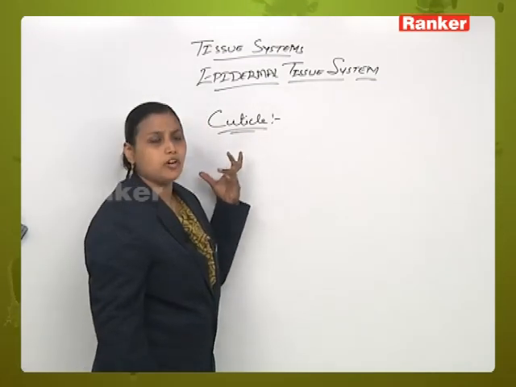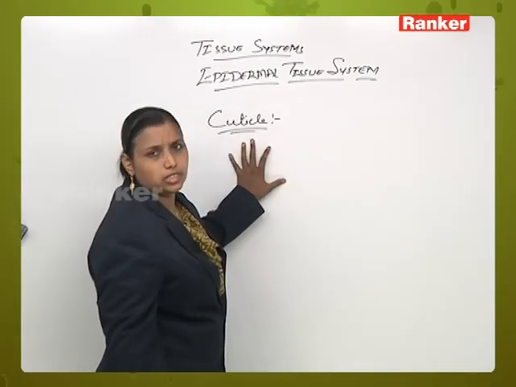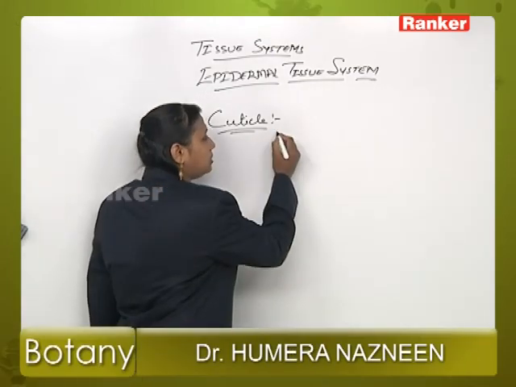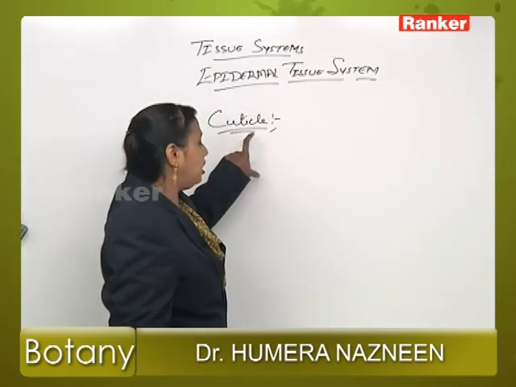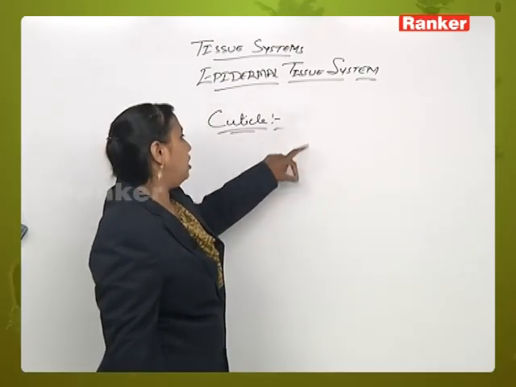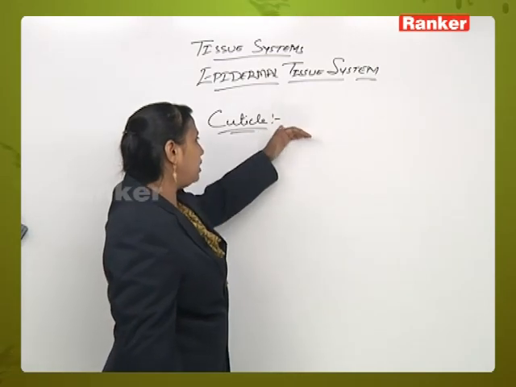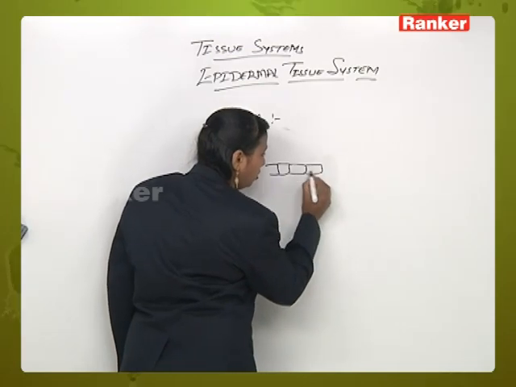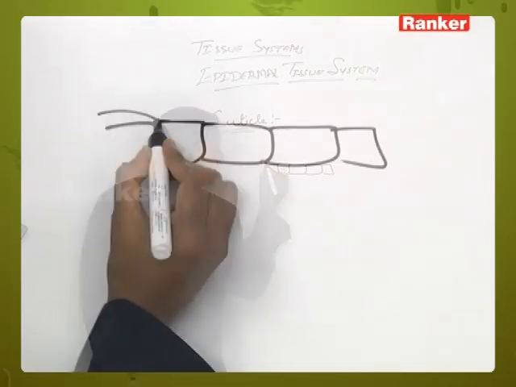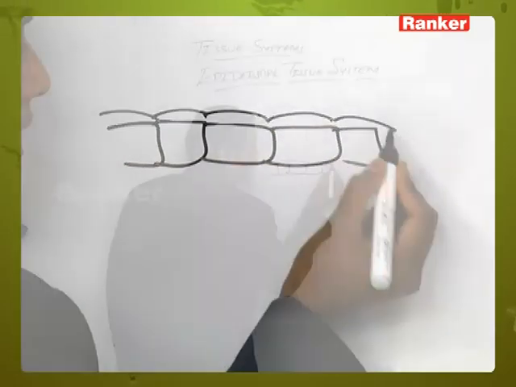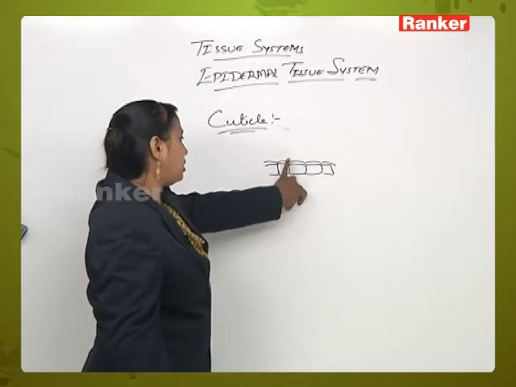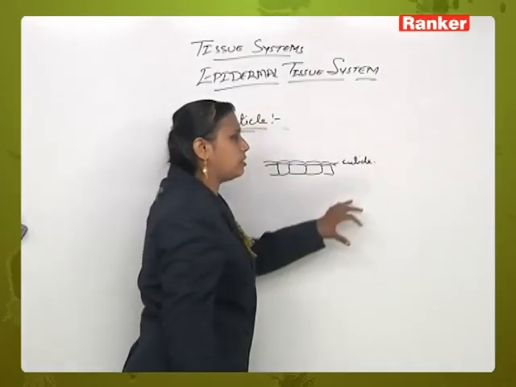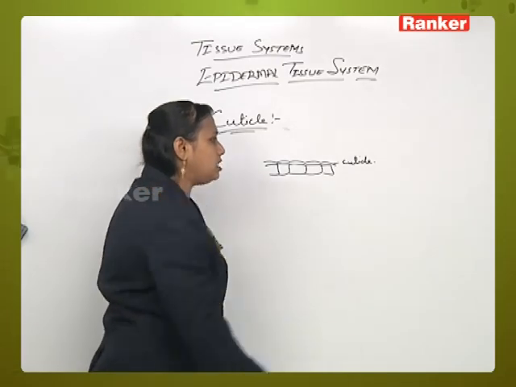In the shoot system of all the land plants, a type of substance is deposited over the epidermis. That substance is called the cuticle layer. A special layer is deposited upon the epidermal tissue system, or upon the epidermis, that is called the cuticle. For example, this is the epidermis layer. It is covered by a special layer called the cuticle. It is made up of a substance called cutin. This layer is known as the cuticle.